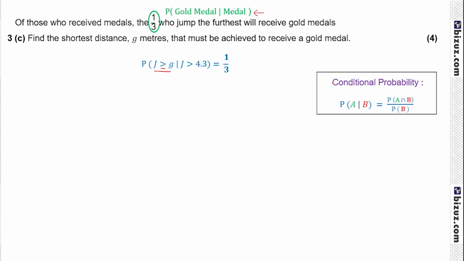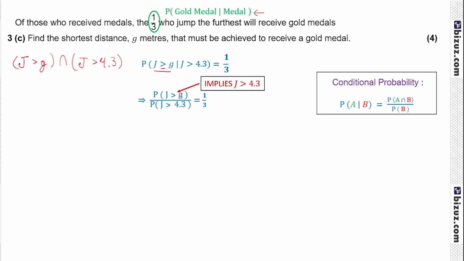So using our conditional probability formula that we saw before, the probability of a given b is equal to the probability of both happening at the same time, a intersection b, divided by the probability of the given event, the probability of b. So this is going to be equal to the probability of both happening at the same time. So you're supposed to have j greater than g intersection j greater than 4.3. Now, why have I just written j greater than g here? And that is because j being greater than g actually implies that j has to be greater than 4.3.